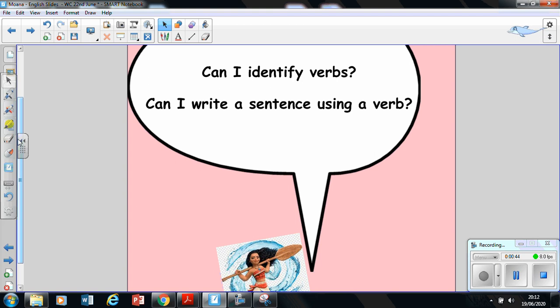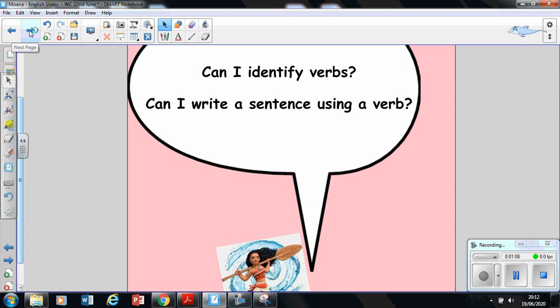Now yesterday, or whenever you were doing this work at home, you would have been planning your sentences. You would have been picking up those verbs from your special bag or special pile, and you've been picking out characters from the film, and you've been practicing and writing your sentences. And today we're actually going to do some proper writing with your sentences.